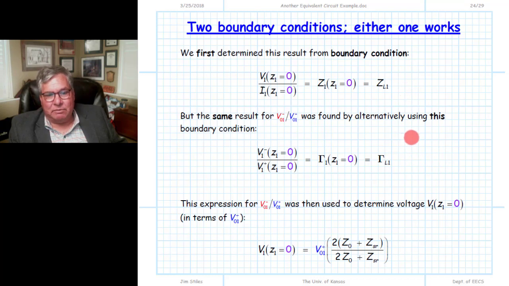Either way, we took the result and we determined then the total voltage at the end of that first transmission line, and that total voltage has to be in terms of this independent wave amplitude V01 plus. This incident wave essentially is the source that creates all the other currents and voltages, so it has to be in the solution that we derived.